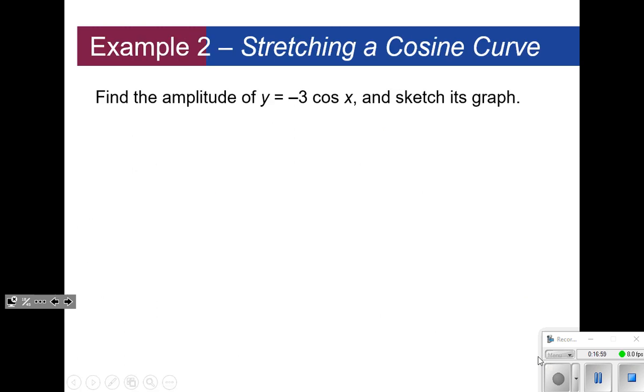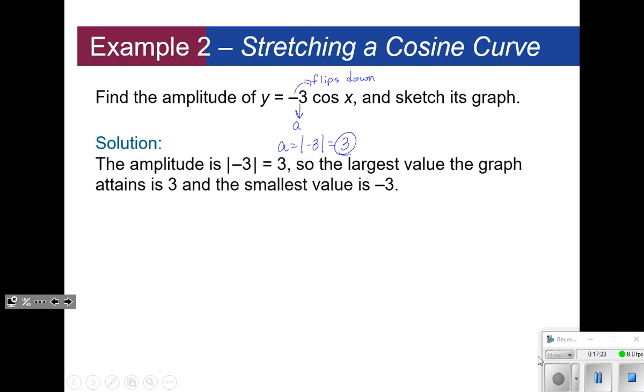So find the amplitude, and sketch its graph. Again, quickly, amplitude, this is our A. So amplitude equals the absolute value of -3, so it's +3. Again, the negative just tells us it flips down. That's what the negative tells us. Nothing new. We know this.